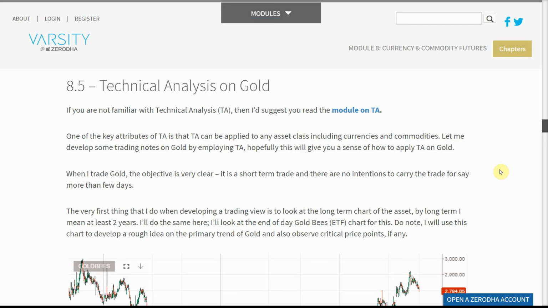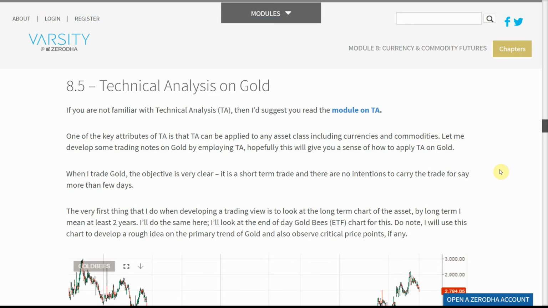It is a short-term trade and there are no intentions to carry the trade for say more than a few days. The very first thing that I do when developing a trading view is to look at the long-term chart of the asset. By long-term I mean at least 2 years. I'll do the same here. I'll look at the end-of-day Gold BeES ETF chart for this.